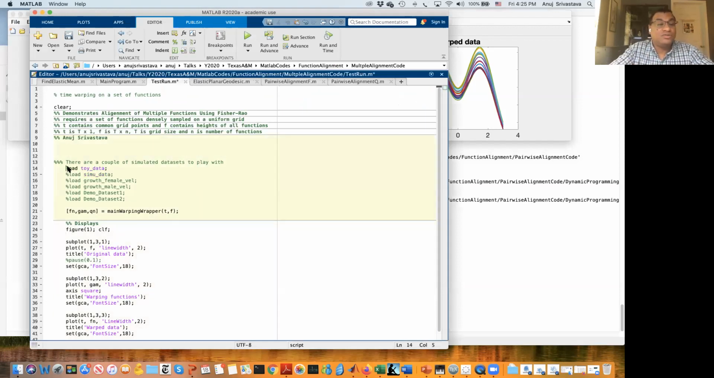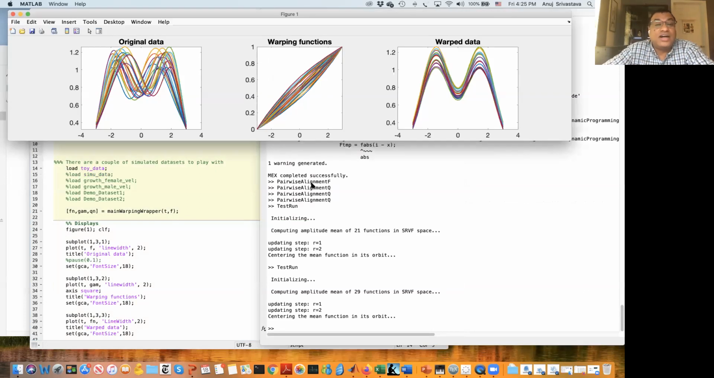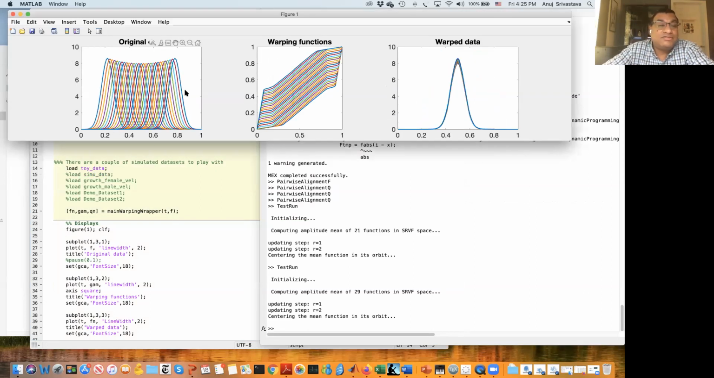Let me change it to another simulated data, somewhat more drastic. On the left, we have these unimodal functions with arbitrarily shifted peaks. And on the right, you have the fully aligned functions.